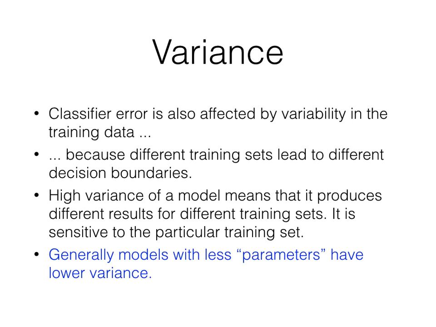Variance is about the variability in the training data. So classifier error is affected by variability in the training data because when you use different training sets, you end up getting different decision boundaries. So high variance in a model means that if you choose different training sets, you get a big difference in the result, in the outcome. So it means it's more sensitive to particular training sets. Generally, if models have fewer parameters, if they're simpler, then they have low variance. If models have lots of parameters, then they have high variance because they fit the noise in a particular training set.